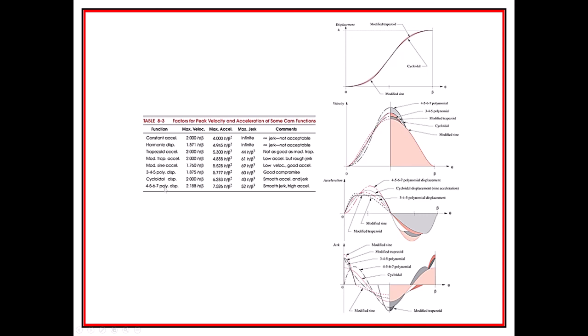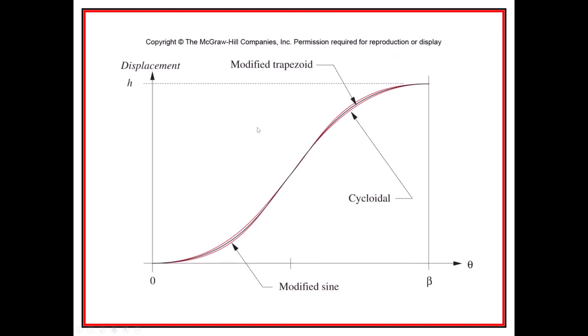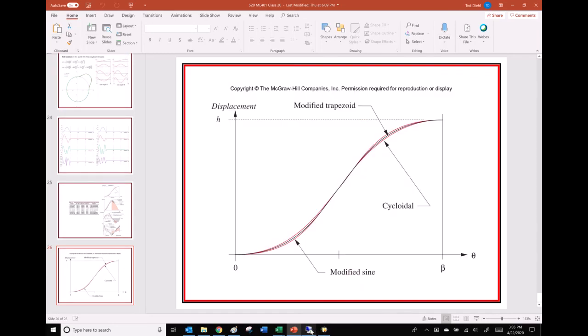And so here are some comparisons of all of these various strategies of trying to get accelerations to not be infinite, and for jerks to not be infinite as well, for these various shapes. And here's the book's interpretation of these shapes. So that's what I have for this portion of the lecture.